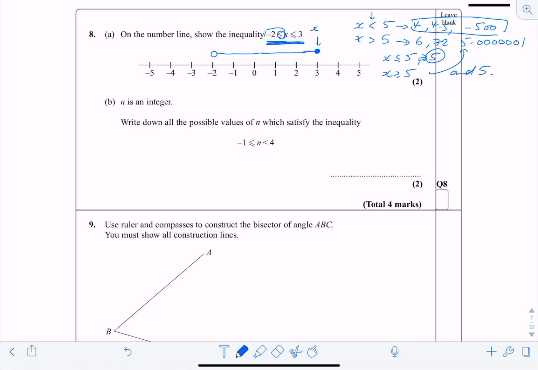It says n is an integer, a whole number. And it says write down all the possible values of n which satisfy the inequality, which means which work in the inequality. So I know n is greater than or equal to -1, so -1 is okay. 0 is fine, 1 is okay, 2 is okay, 3 is okay, 4 is not okay because n must be less than 4, not just less than or equal to. So you've got to make sure that you're really, really careful with those equal to or less than signs.